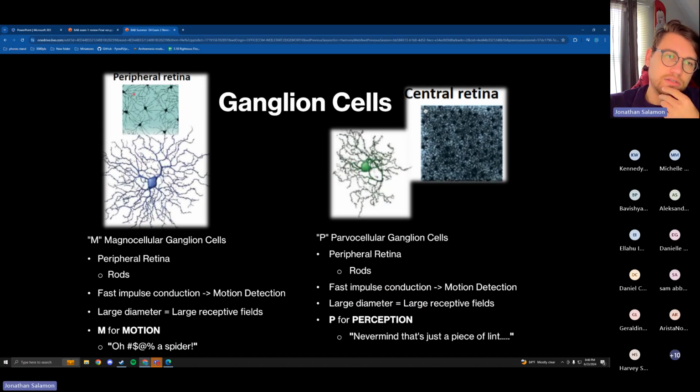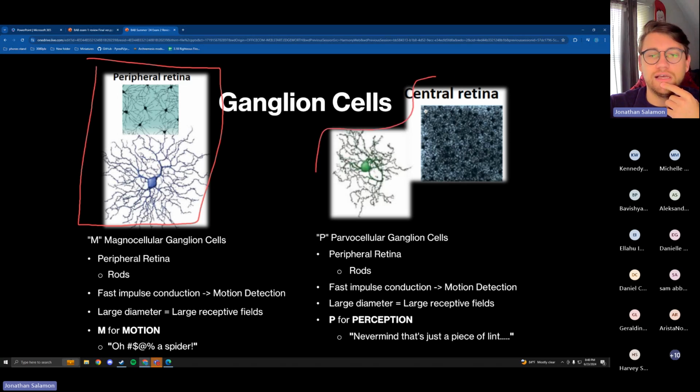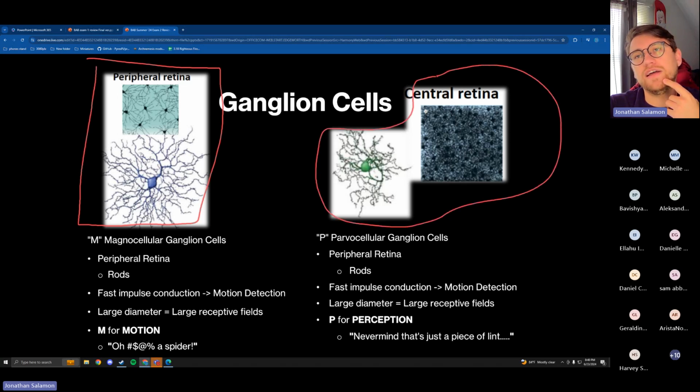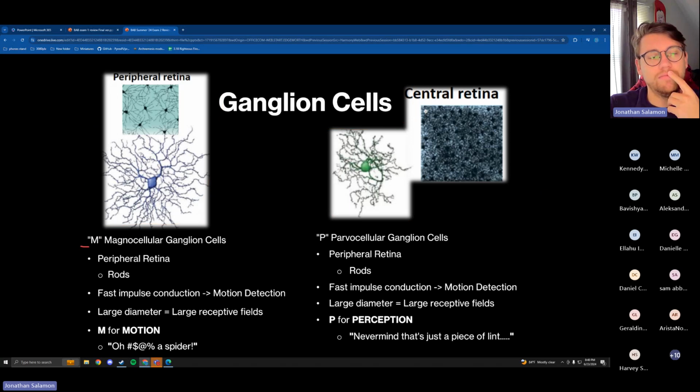Ganglion cells, I know I beat this to death when we talked about it. Please know this. I'm sure you had 2 or 3 questions about this on your last exam. It's going to be on the final, I guarantee it. M is for movement. P is for perception. M, magno, means large. P, parvo, literally means small.